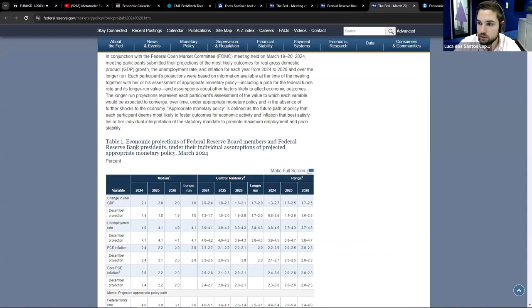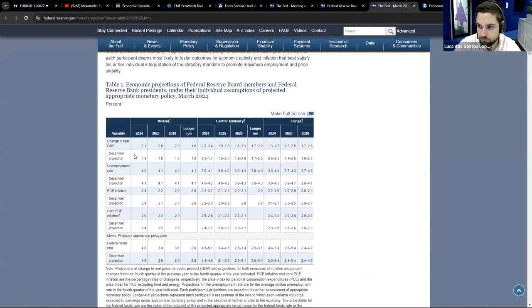Table one shows us the economic projections of Reserve Bank presidents under their individual assumptions of projected appropriate monetary policy, March 2024. So for 2024, they are looking for a change in the real GDP of 2.1%. That's not good, because we are coming from much higher, 3.2% last year. So we are declining on growth. Okay, that's not good for the US, or for the US dollar. The December projection was 1.4.